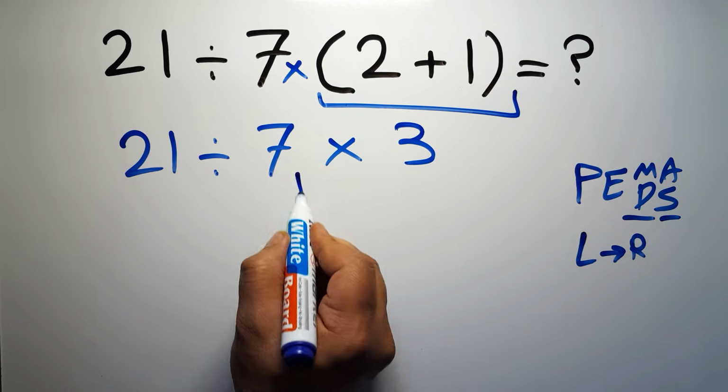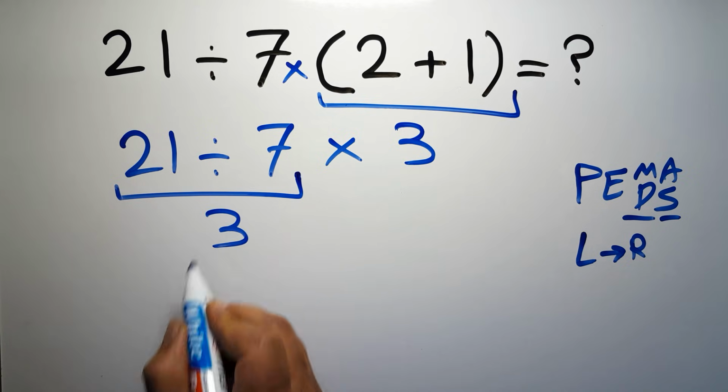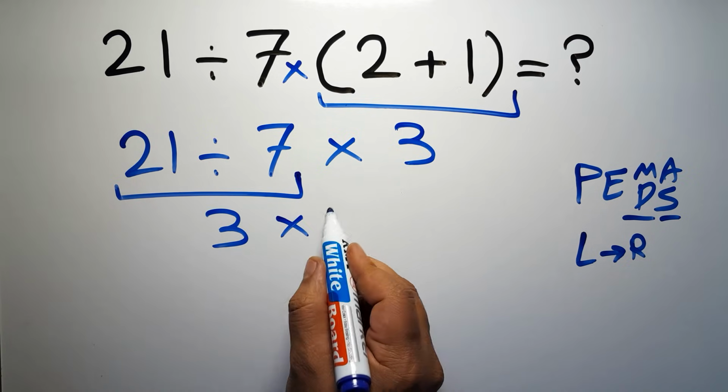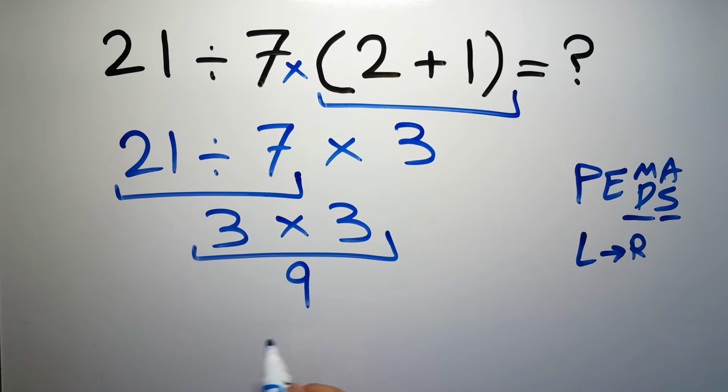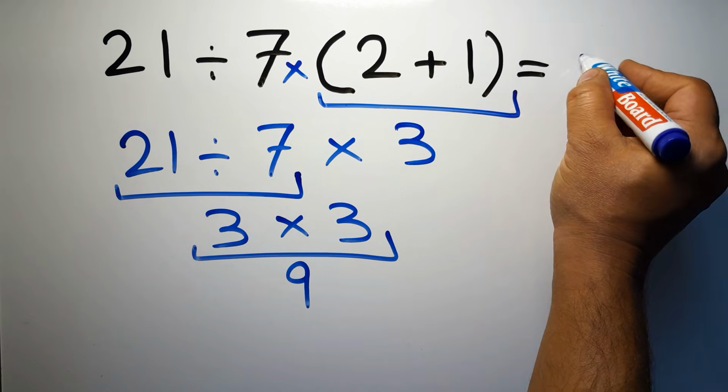21 divided by 7 is just 3. So 3 times 3, which equals 9. And this is our final answer to this problem. The correct answer is 9.